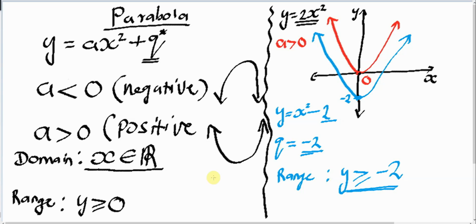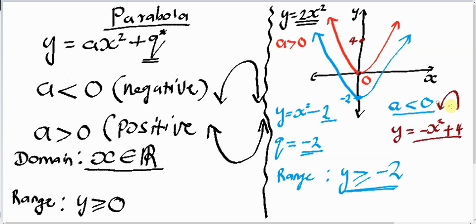Sometimes you can also have a graph that is facing downwards, meaning that the value of a is less than 0. So we can look at a function, maybe y equals -x squared plus 4, for example. I can also draw this function here, and I put 4 up there because it's positive, and since the value of a is less than 0, it means your shape is a sad face.